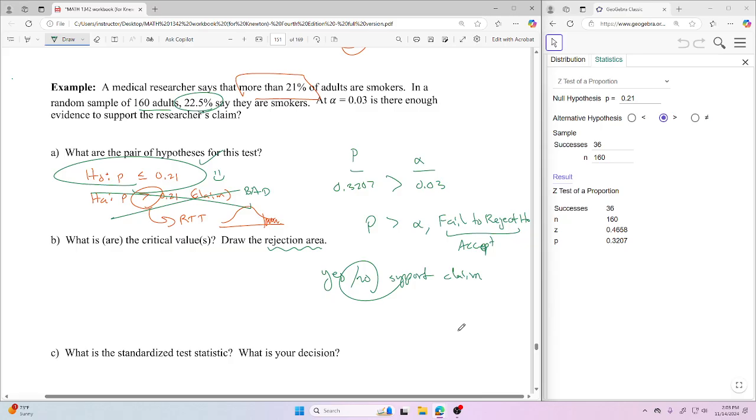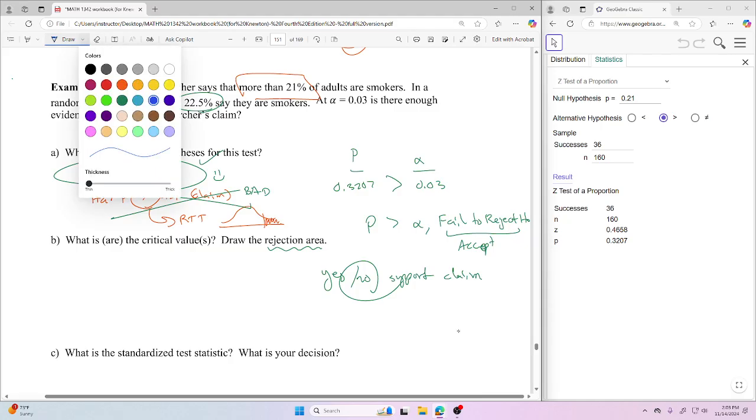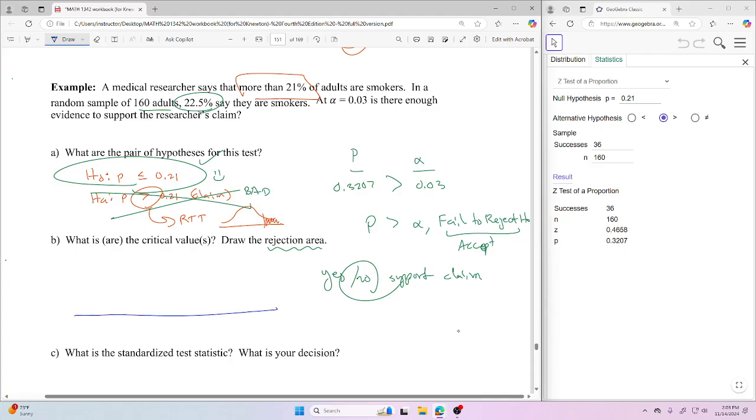This is a nice little review. Again, I wouldn't say this is required all the time. We did it only a couple times, but here we go. When I'm looking at the right tail test, we're looking at the area over here, and this area is the alpha, the 3%. So this is 3% over here in this rejection region.